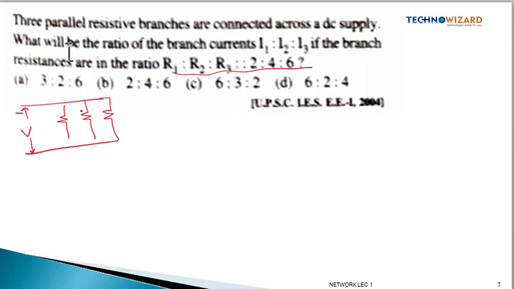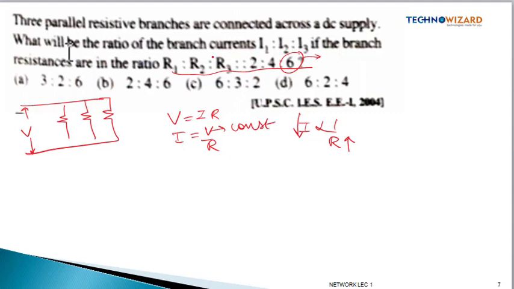So we all know that in the parallel, voltage is the same. So V is equal to I into R, so current is equal to V by R. In the parallel circuit, voltage is constant, so current will be inversely proportional to the resistance. It means if the value of resistance increases, the current flowing through that resistance will decrease. So see this, R3 resistance value is 6. It means this is the maximum resistance, so current flowing through the 6 ohm resistance will be the minimum.